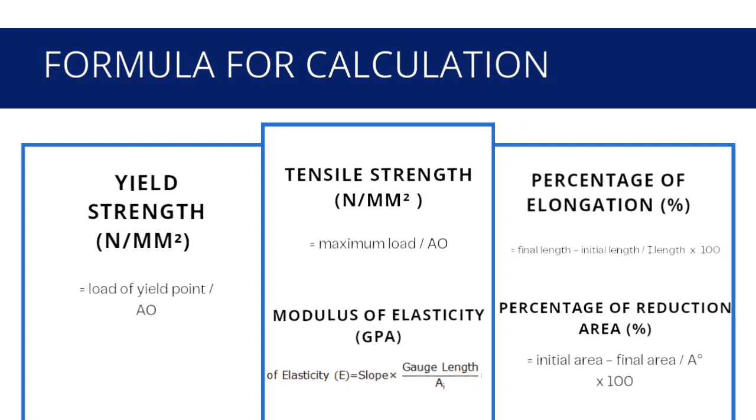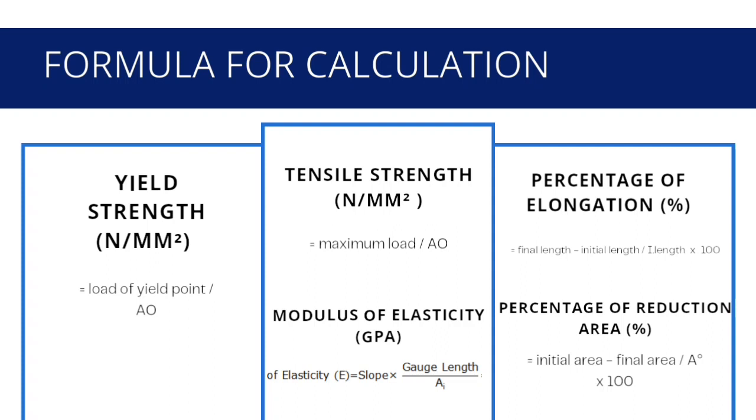Alright, this is the formula for calculation. To find yield strength, we have to find the load of the yield point, and then we divide it by the original area. The next formula is tensile strength. We take the ultimate load or maximum load and we divide it by the original area.